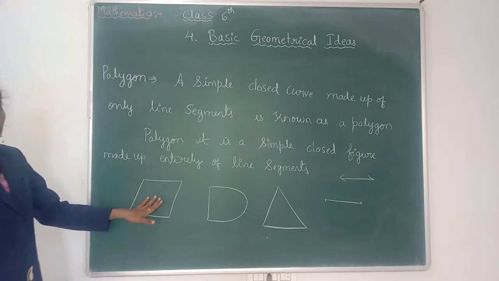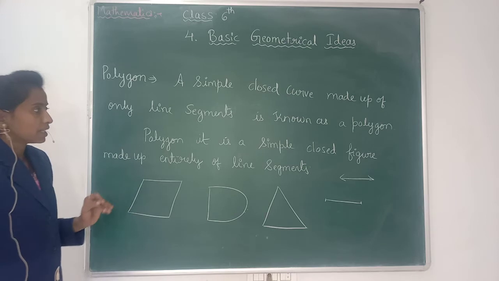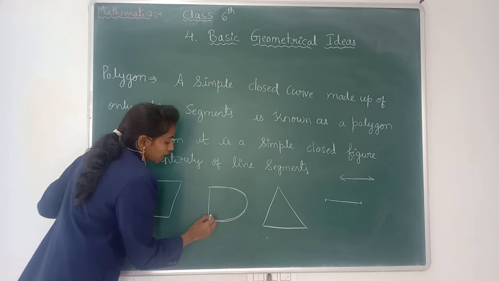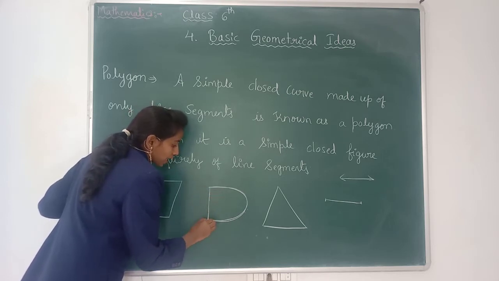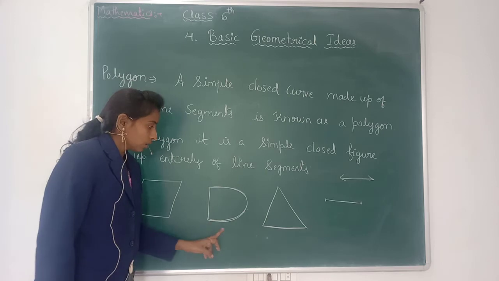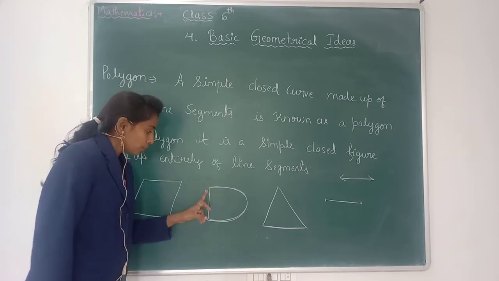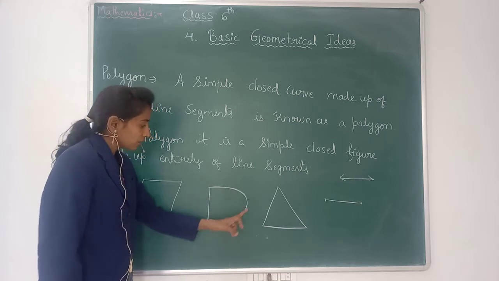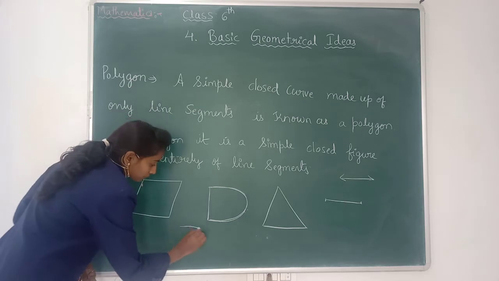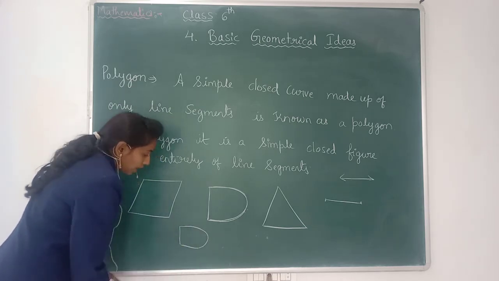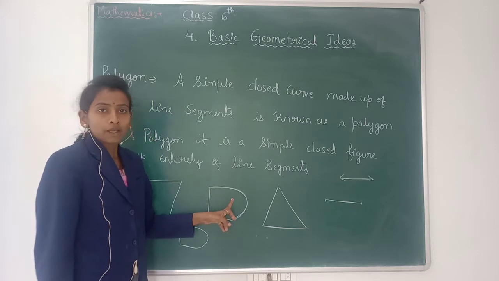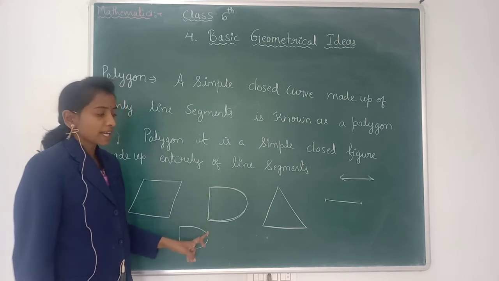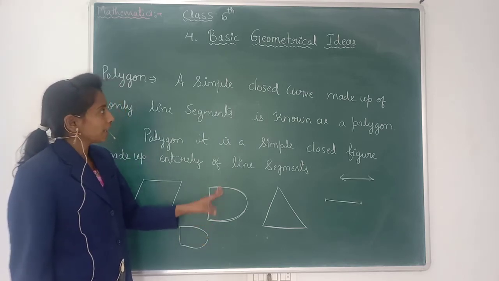So it is called a simple closed curve made up of only line segments. The parallelogram is made up of 4 line segments. Towards this side is one curve, and this one is a line segment. Here we have one curve that is an open curve. When we join these two endpoints, we get a closed curve, which is a simple closed curve. And here we have line segments, so it is also a polygon.